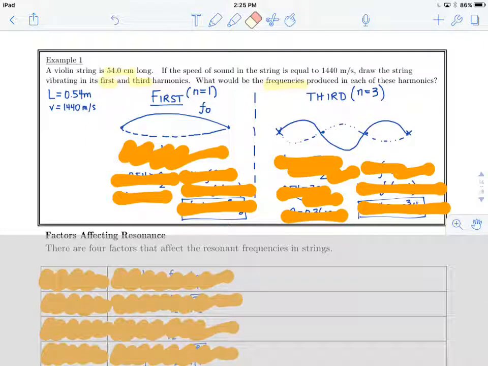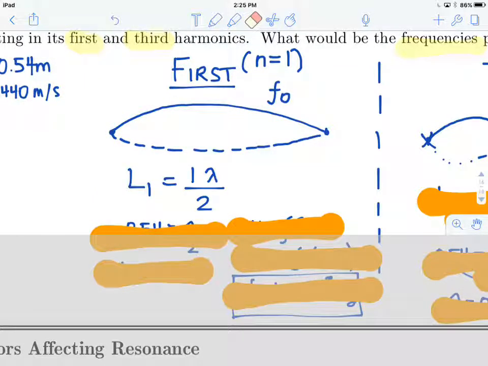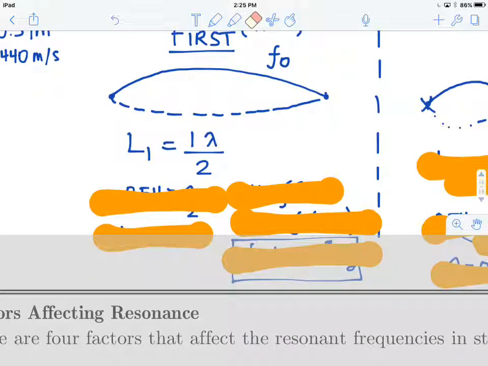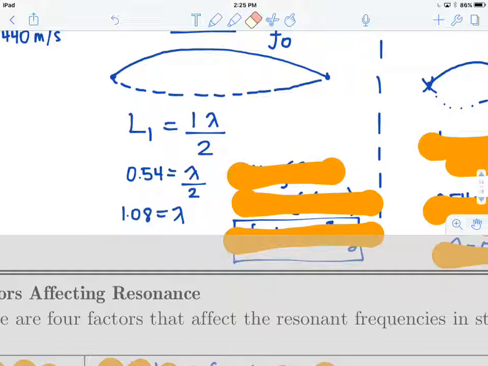Let's deal with the first harmonic first. We know that Ln, L1 in this case, is equal to n lambda over 2, and n is of course 1. So we've got L1 equals lambda over 2. We know the length of the string, 0.54. We've put lambda in there, and we can solve for the wavelength.